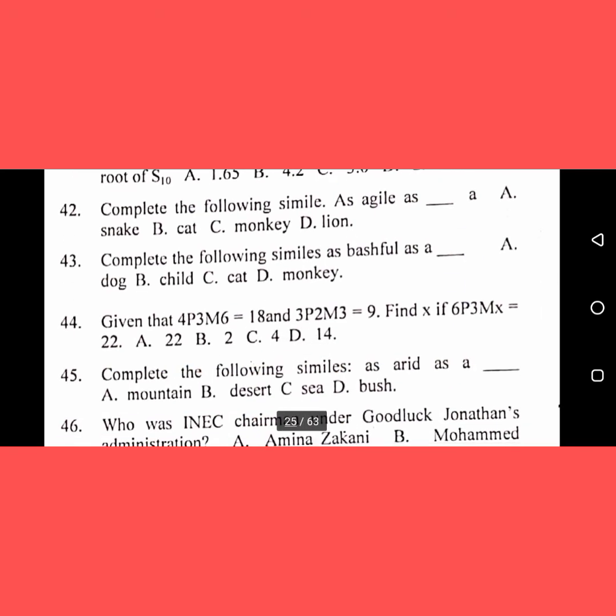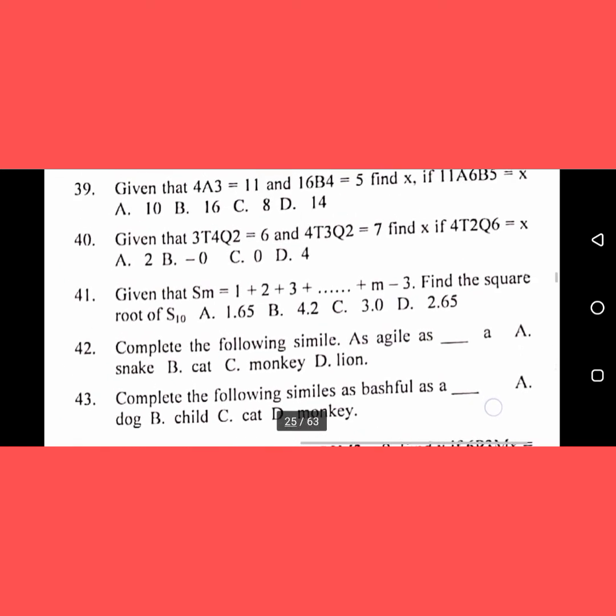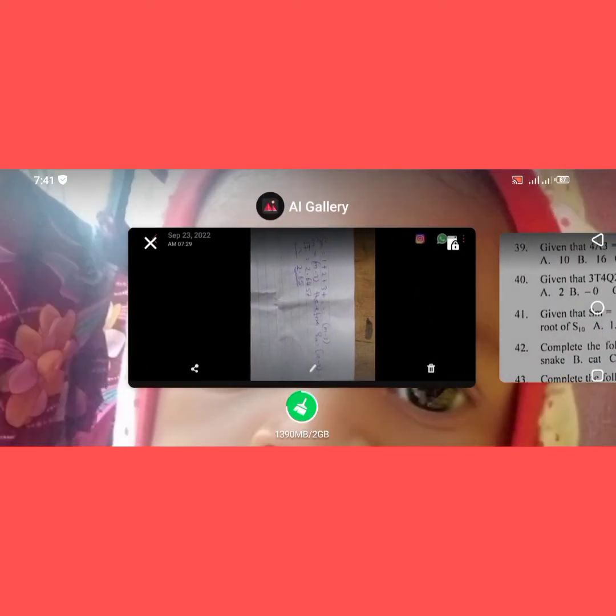The next question says, given that Sm is equals to 1 plus 2 plus 3, and we'll have m minus 3, we should find the square root of S10. So how do we find the square root of S10? That's just how we're going to solve it. Okay, so we're going to look at the solution. This looks like sequence and series.